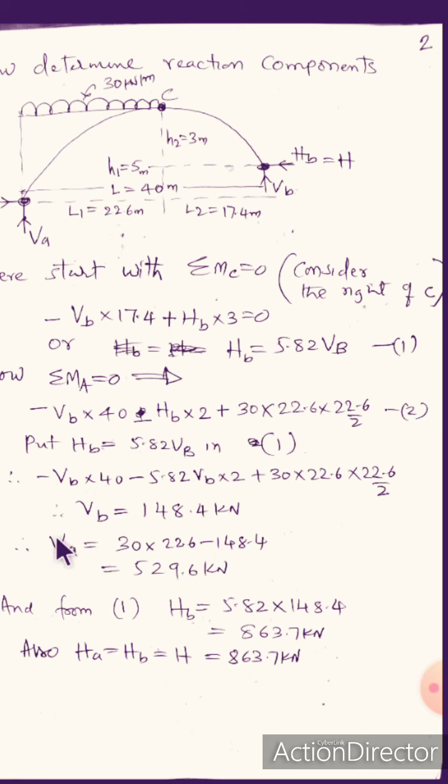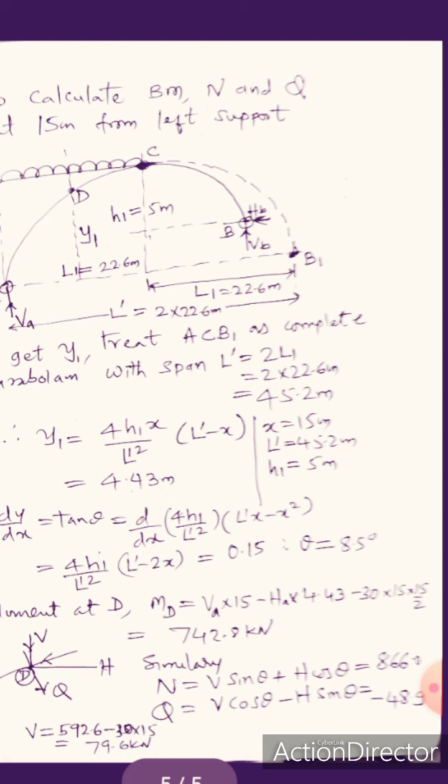You will get here HB equal to 5.82 into 148.4, which is VB value. You can see it is here. It is substituted here. Now I am getting HB as 863.7. The horizontal forces must balance each other here. Sorry, that is, this HA must be equal to HB. Let us call it as capital H. So this is 863.7. Let us move on to the next calculation.